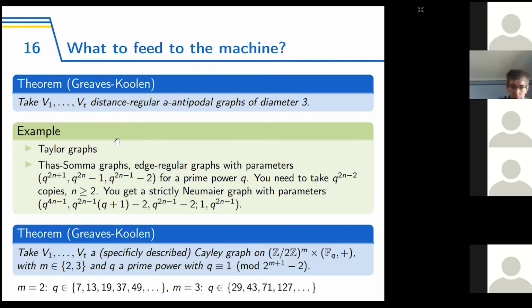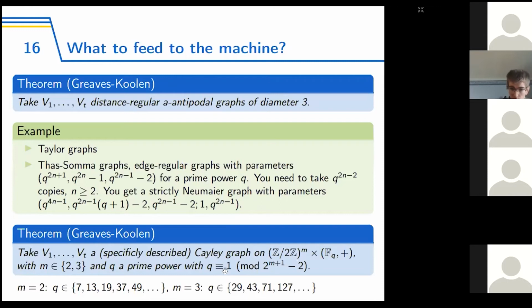So Greaves and Koolen in a second paper gave other graphs that you could use to apply this construction. Now they describe them in a sense directly, so not using this construction, but you can see that it's actually through this construction that it works. And they took Cayley graphs on this very specific group, namely 2 or 3 copies of the group on 2 elements times the additive group of a finite field.